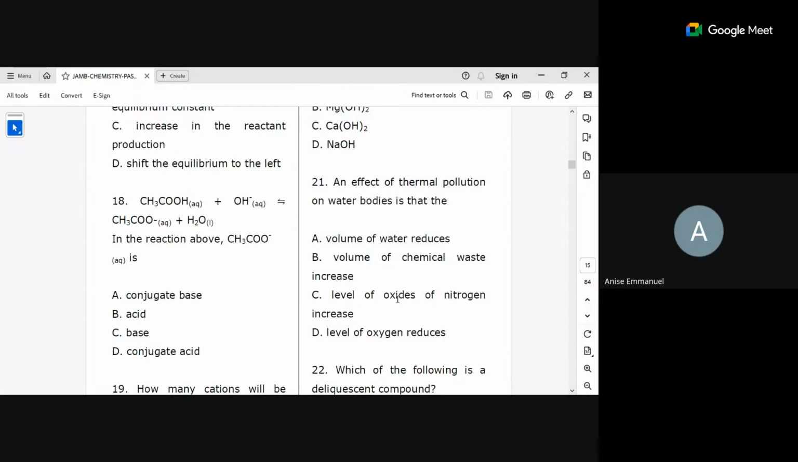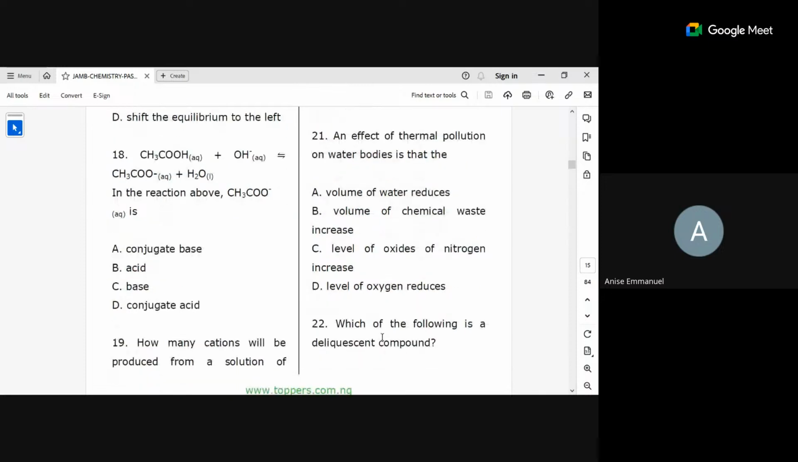And those fish that you think have died are no more existing in this particular dead water. Just try to replace the water and see what will happen. So the answer, yes, is level of oxygen reduced.